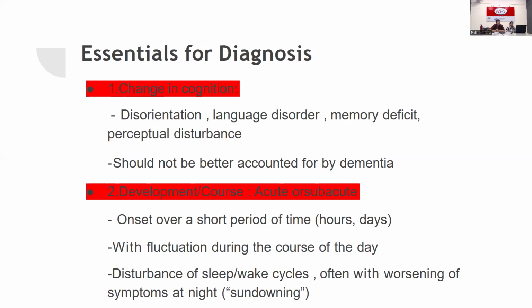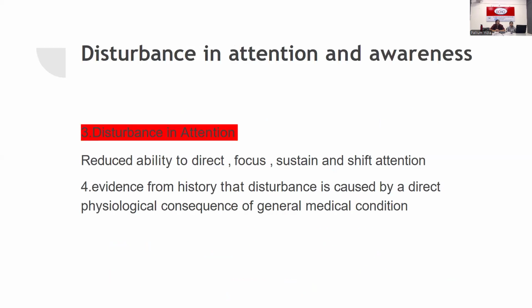Okay, next slide. So the third thing is disturbance in attention, reduced ability to direct, focus, sustain, and shift attention. And evidence from the history that the disturbance is caused by a direct physiological consequence of a general medical condition. And you can know that the patient will be having certain diseases, and we'll be discussing about the causes, and that could also be a criterion for this. Okay, next slide.